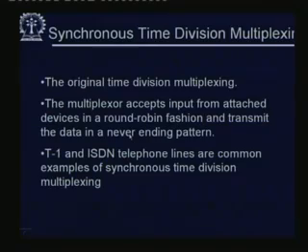So, the synchronous time division multiplexing, remember that this is synchronous because the multiplexer and demultiplexer have to agree about the slot of time. In the original time division multiplexing, the multiplexer accepts input from attached devices in a round robin fashion and transmits. T1 and ISDN telephone lines are common examples of synchronous time division multiplexing.